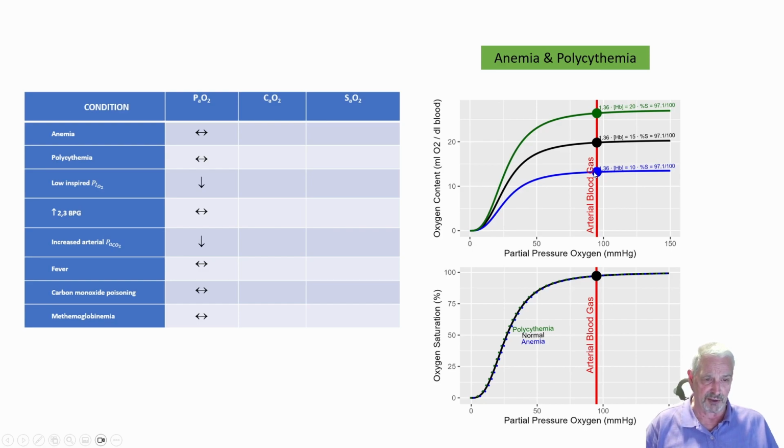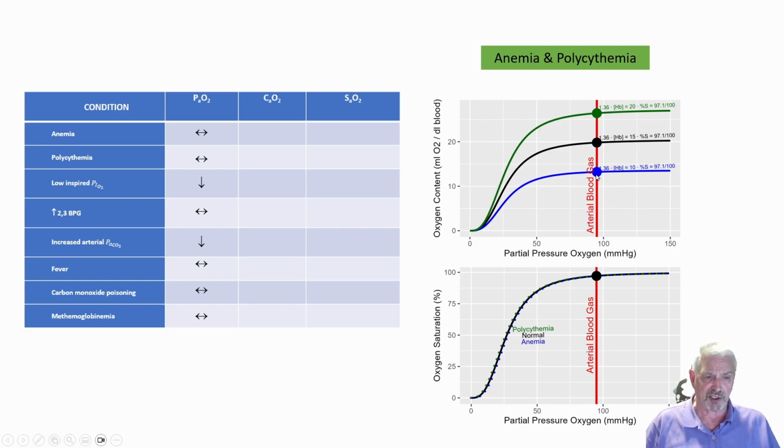We'll move down to a lower plateau, and if our hemoglobin increases from 15 to 20, we'll move to a higher plateau. And so you can immediately see that at our arterial blood gas value, we increase the oxygen content in polycythemia, and we decrease the oxygen content in anemia.